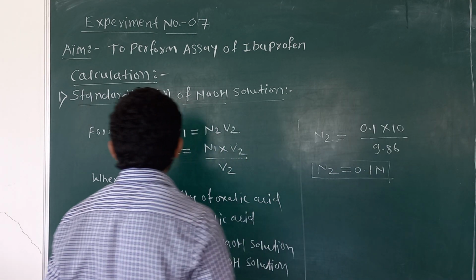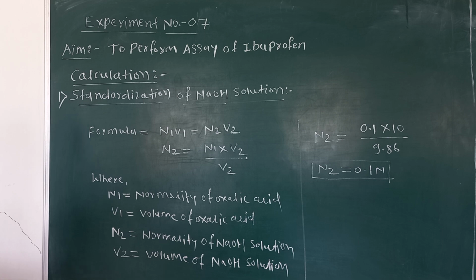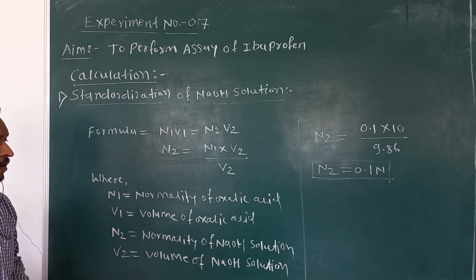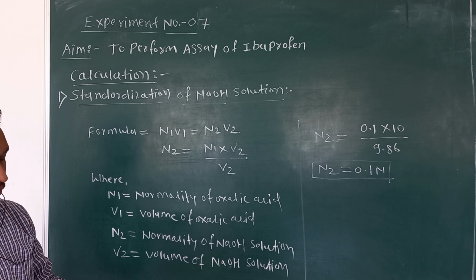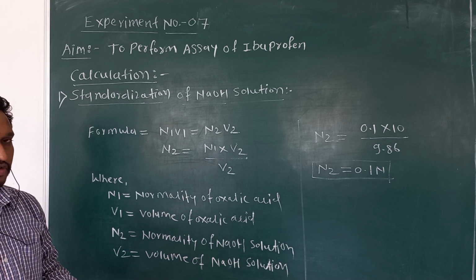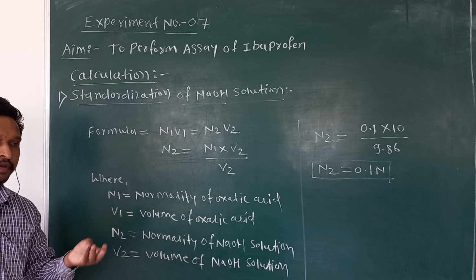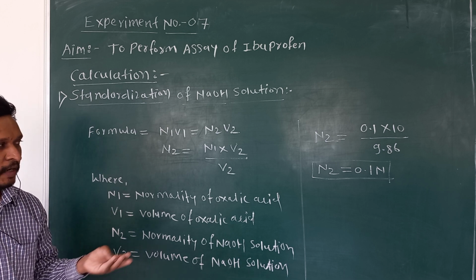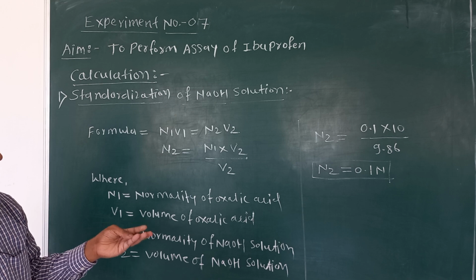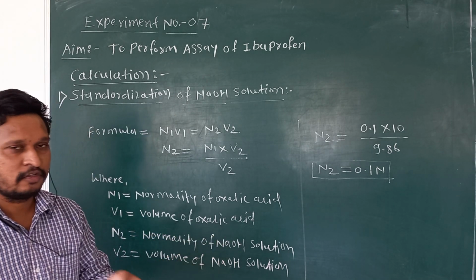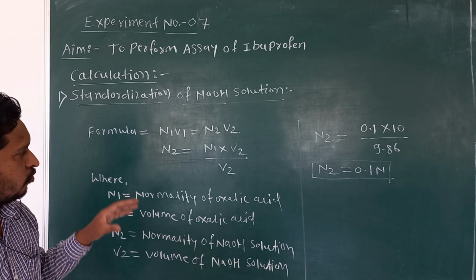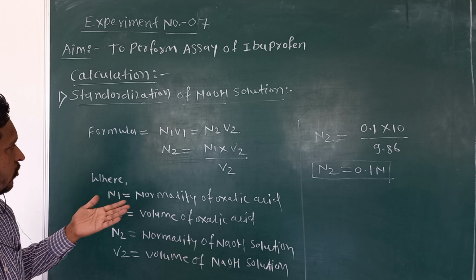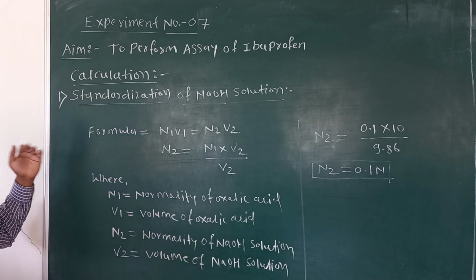Now after performing the experiment, we have performed up to the standardization of this NaOH. After that we get the three readings, and then we calculate the mean. After that we also perform the assay of ibuprofen, in which we take three readings, and also take the mean of the assay of ibuprofen. Now this mean we have to put into the formula. So first of all let us see about the calculation.